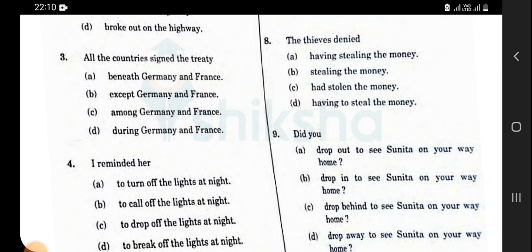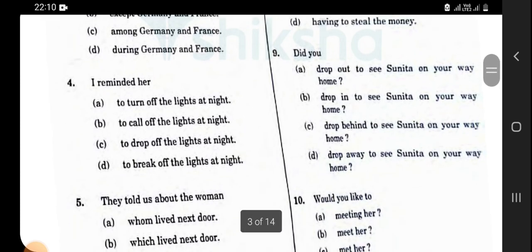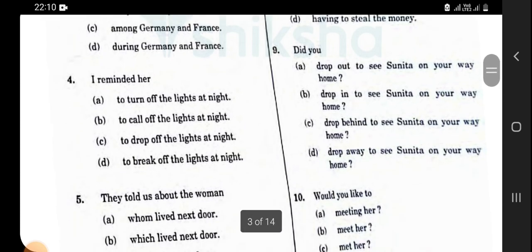Having to steal the money is not at all justifying the tense. So the answer should be B. The thieves denied stealing the money.